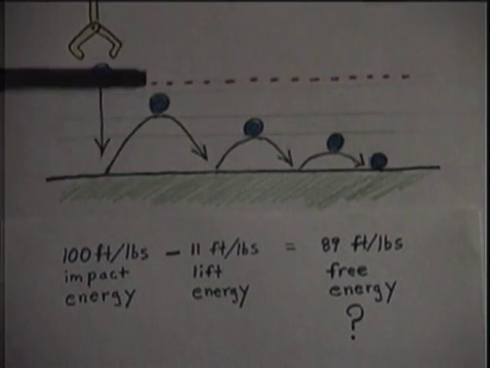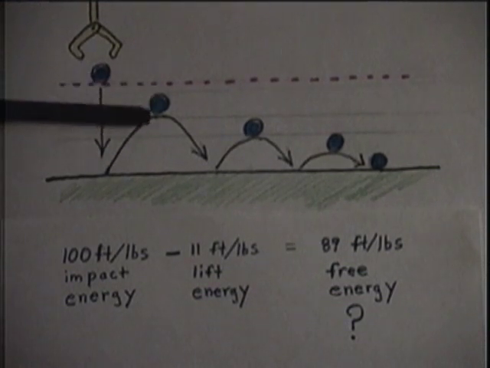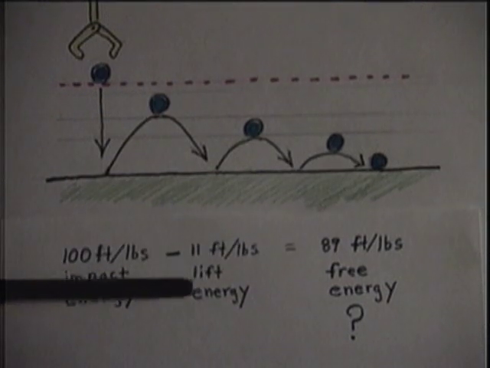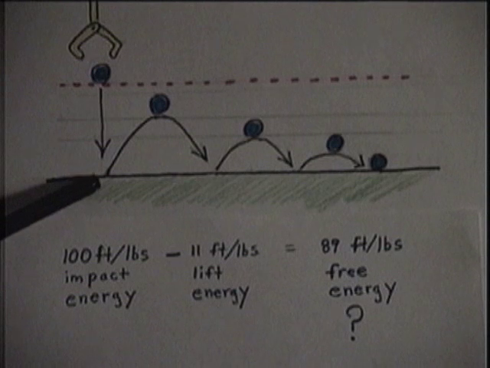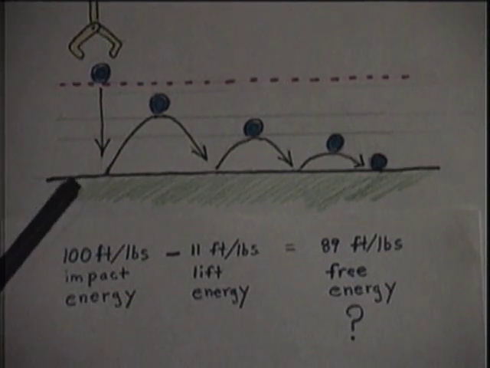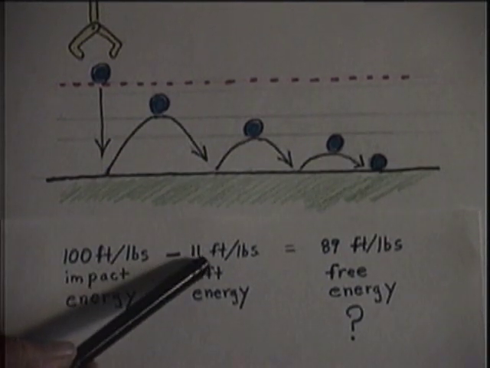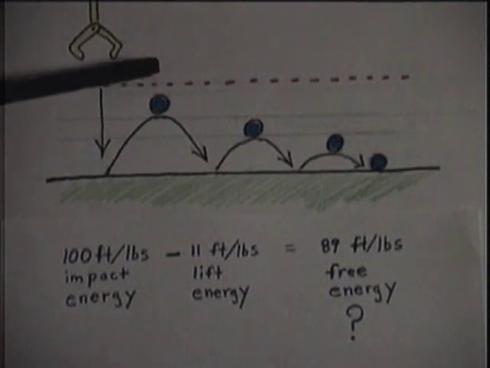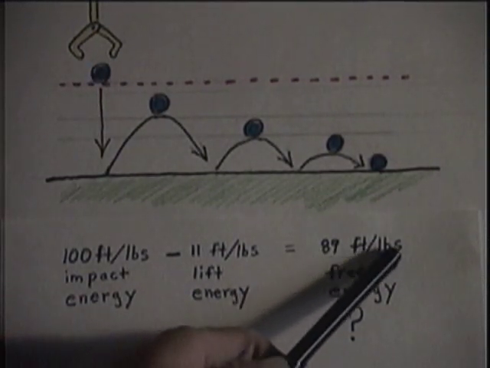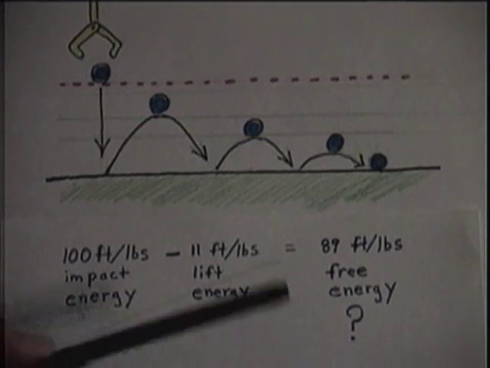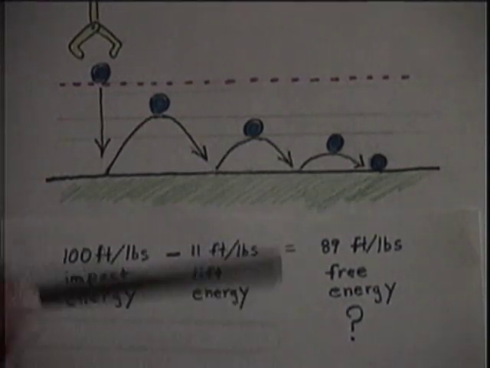No mechanical energy is used to raise the ball up 90% of the way. We still need 11 foot-pounds of lift energy to get it all the way back up. If it hits the ground with 100 foot-pounds of energy and we collect that energy, we subtract out the 11 foot-pounds needed to raise it back up, then we can repeat the process and we still have 89 foot-pounds of free energy. Now, what's wrong with this picture? What's wrong with this logic?